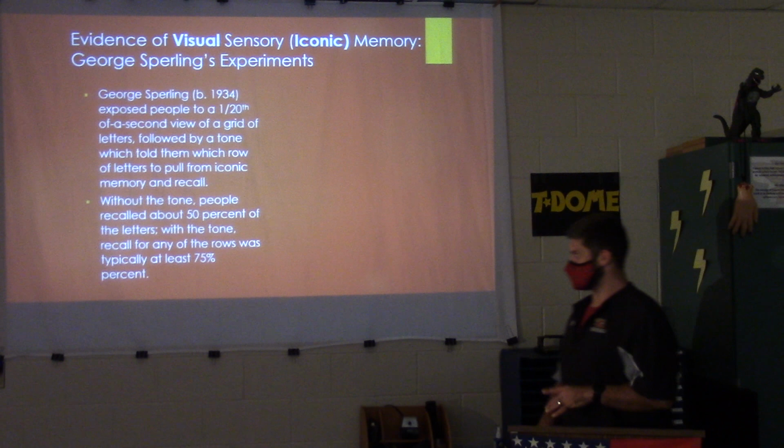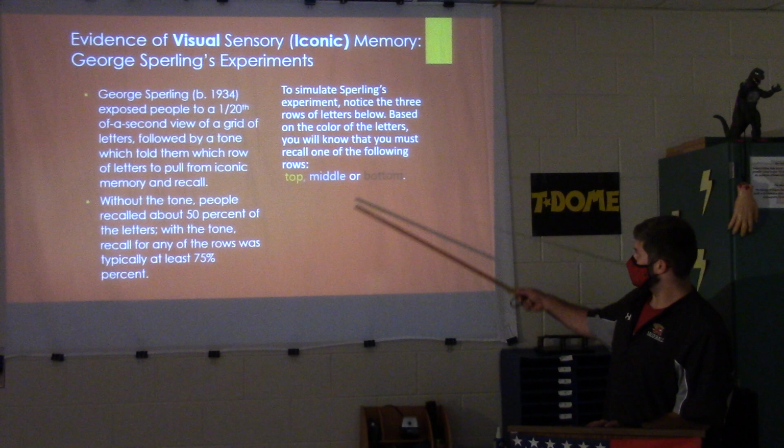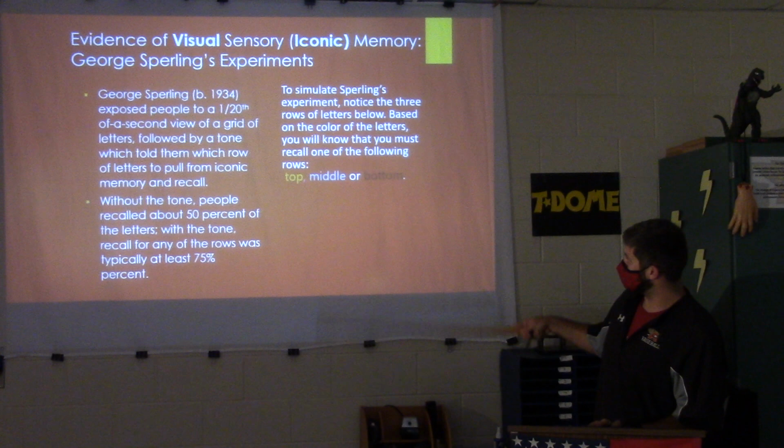Now, that might be a little confusing for you, but to simulate Sperling's experiment, notice the 3 rows of letters below. Based on the color of the letters, you will know.